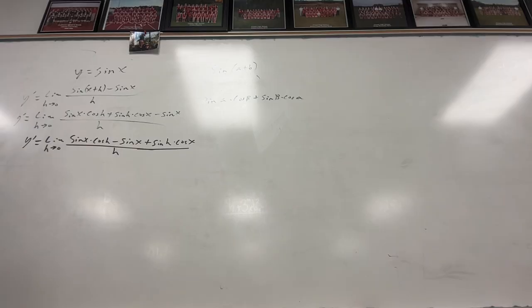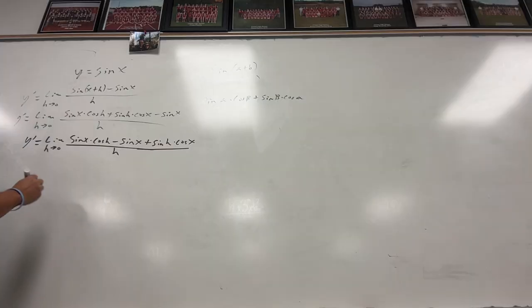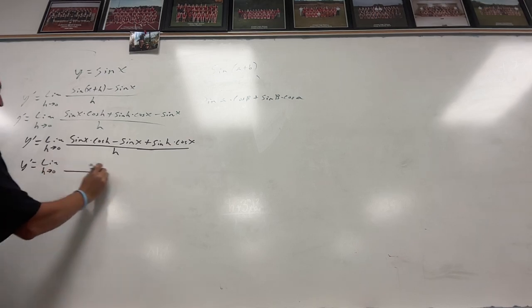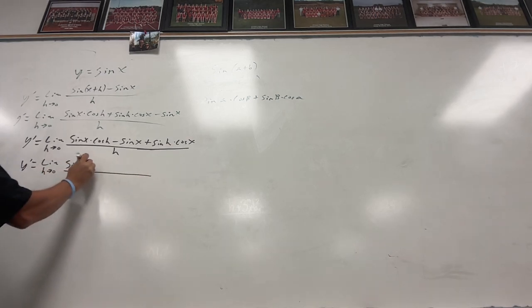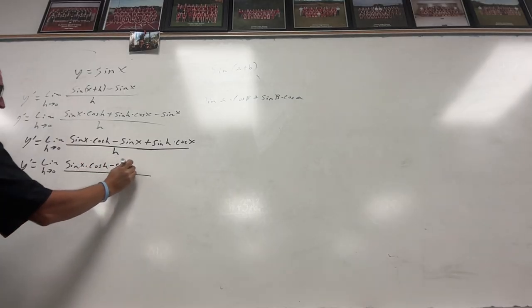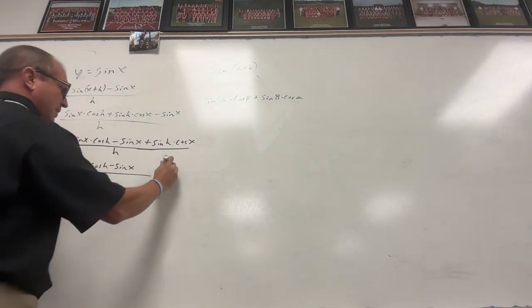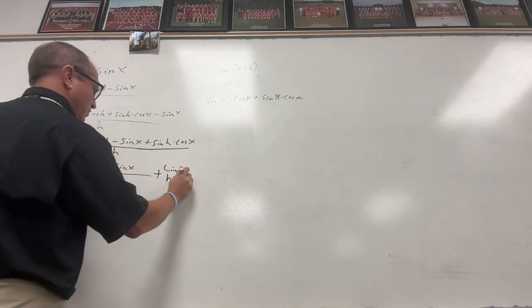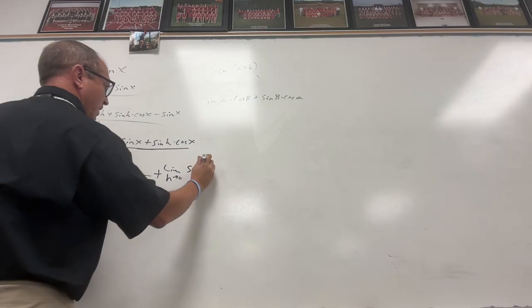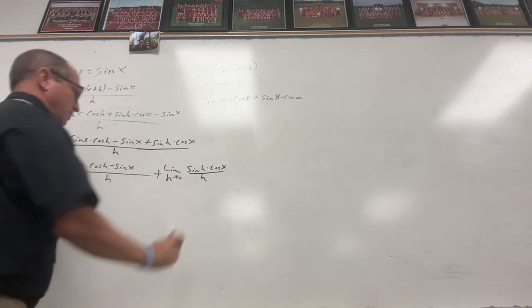All right, now I can split this into two different fractions and distribute the limit throughout. So it's the limit as h approaches 0 of the sine of x times the cosine of h minus sine of x over h. And then that's going to be plus the limit as h approaches 0 of the sine of h times the cosine of x over h.